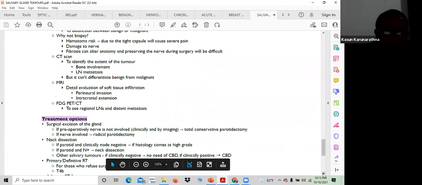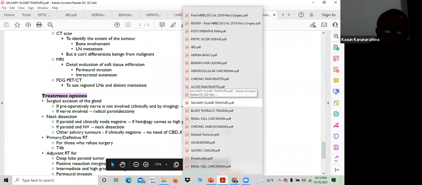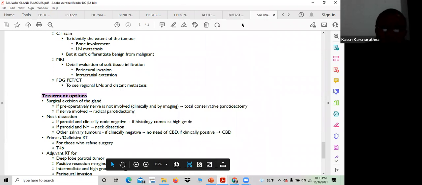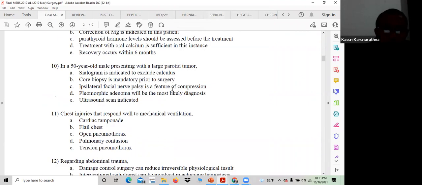Treatment, surgical excision, and depending on the lymph node status, lymph node clearance, right? Then that's regarding parotid tumors.